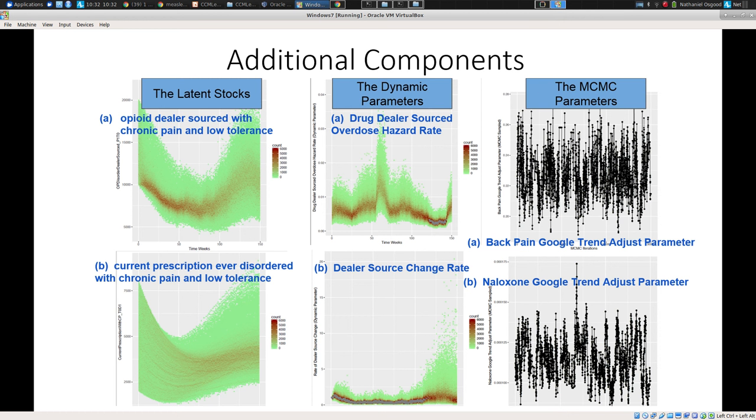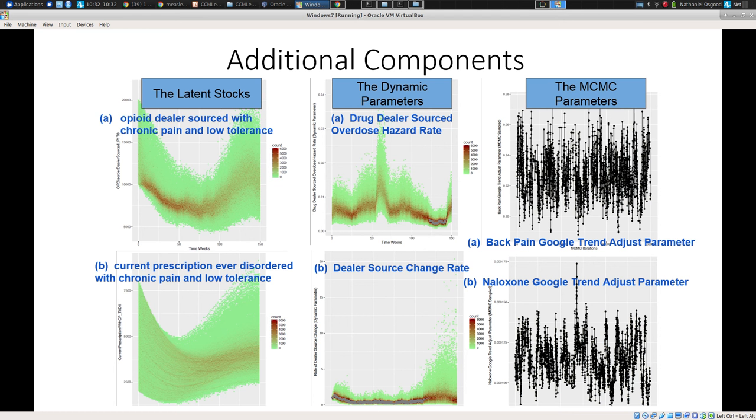And then over time, the evidence seems to point to a growing use of dealer sourcing in terms of obtaining opioids within the Cincinnati area. And this distribution, you see it's widening, and there's a corresponding widening of its certainty. So most of the particles, these competing hypotheses that effectively explain the data, posit numbers within this range, but there's a distribution that could be as large as that.